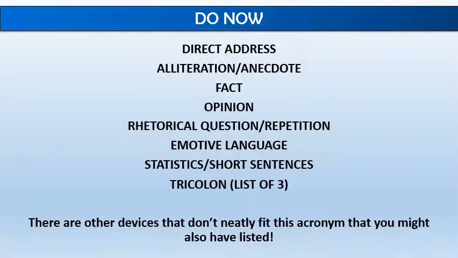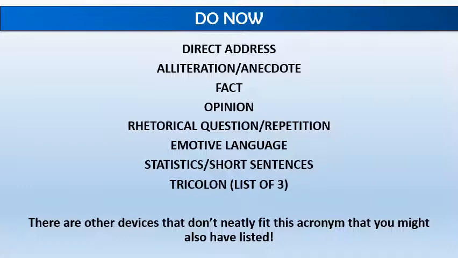And here they all are. Direct address, that's a technical term for the second person. When you write something like you must do this, if you do this, if you use you, that's the second person or direct address. Alliteration or anecdote. Alliteration is when you have two or more words that start with the same letter. The brown ball bounced beautifully would be alliteration.